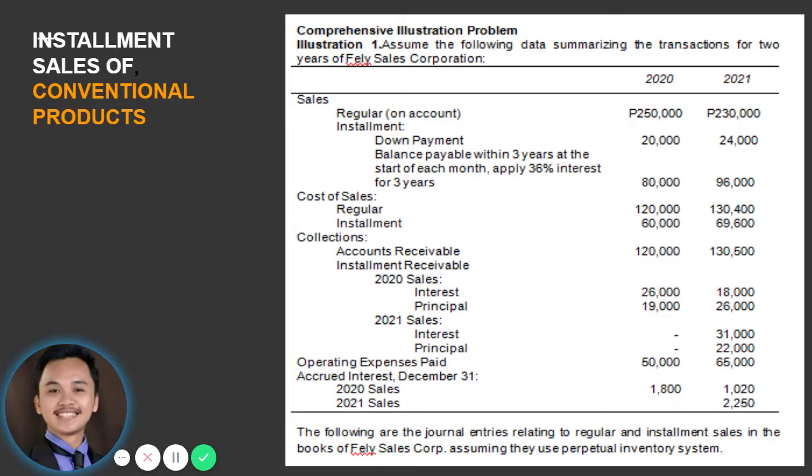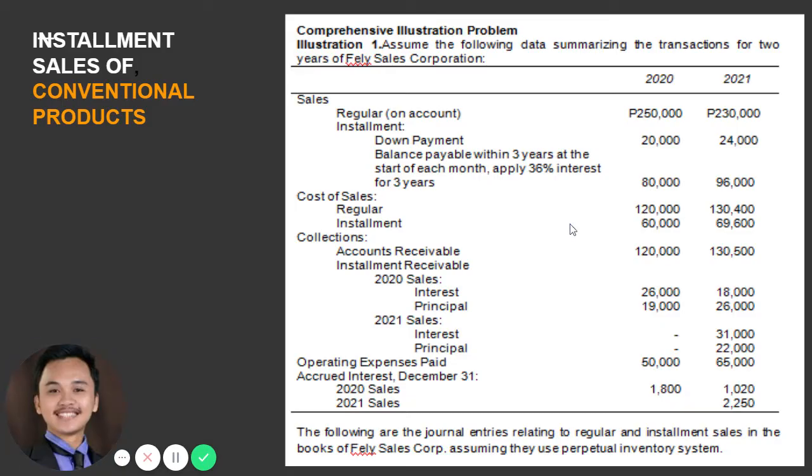So what we need to do if your cost of sales is lumped, you need to separate or distinguish how much of that cost of sales is applicable to our installment sales and how much is applicable to the regular sales, because we need to compute for the GPR of our installment sales, because GPR again is necessary for us to compute for our gross profit rate.